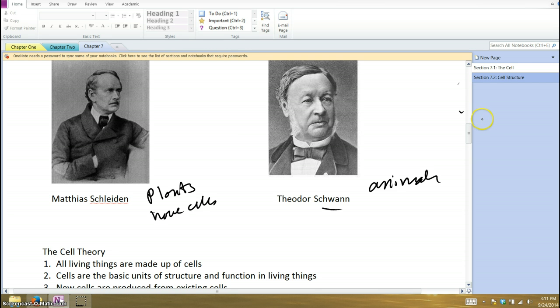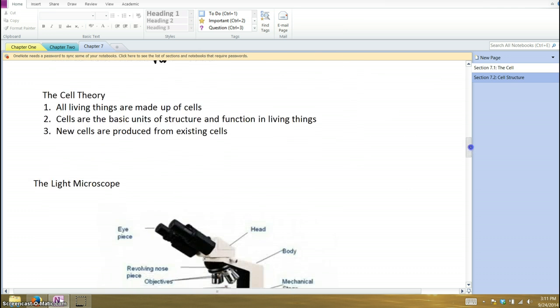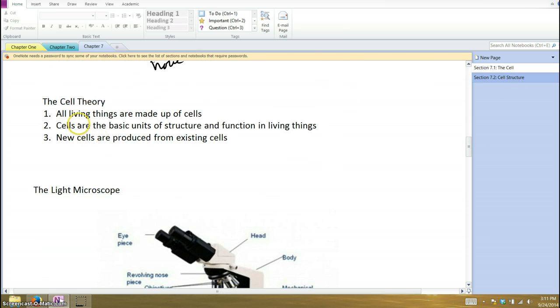So evidence was building that basically all living things are made of cells, and that became the first tenet, if you will, of the cell theory. All living things are made of cells. If you don't have a cell, you don't have a living thing. Two, cells are the basic units of structure and function in living things. That is, they make up not only the structure of the organism, but the cells are what do everything. They do all the things that are part of our metabolism. They carry out all those reactions.